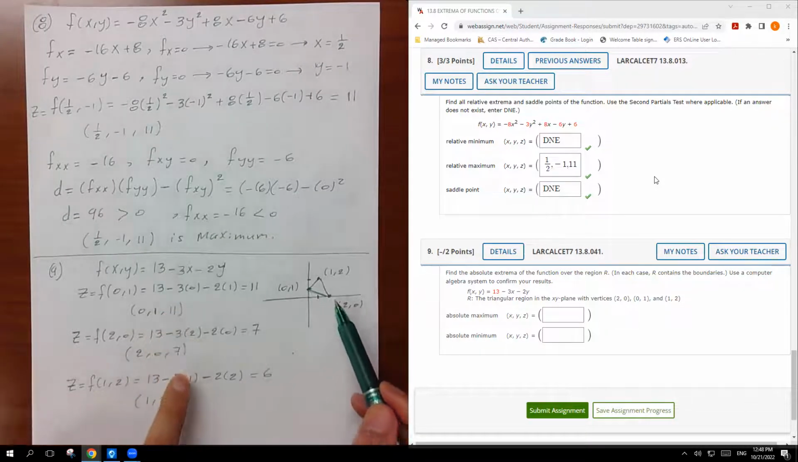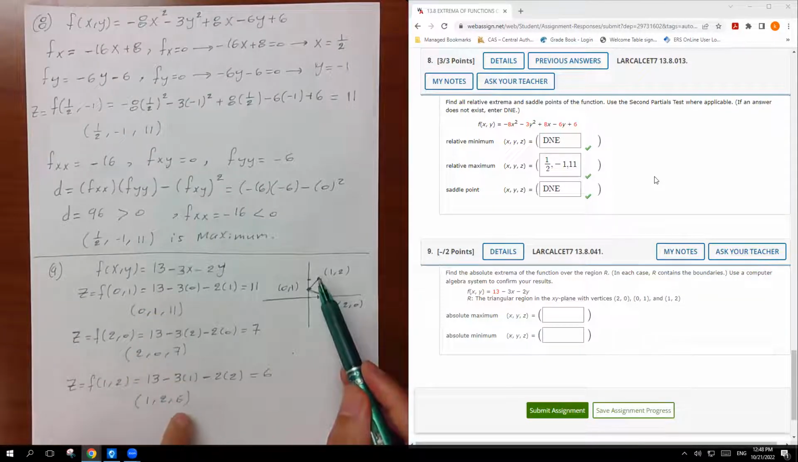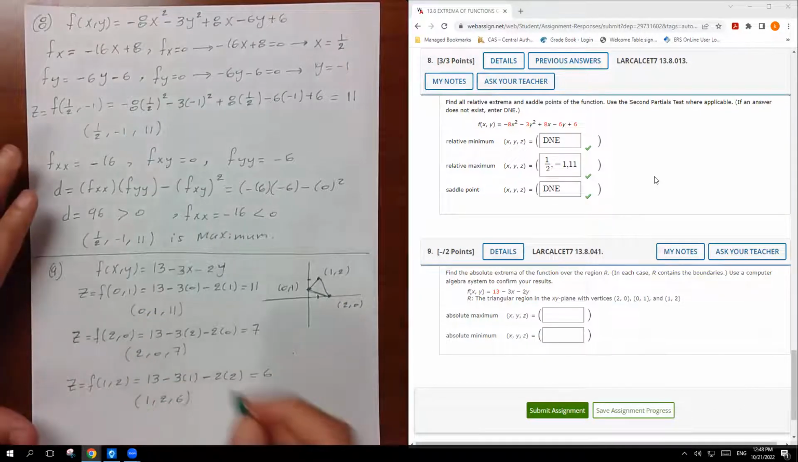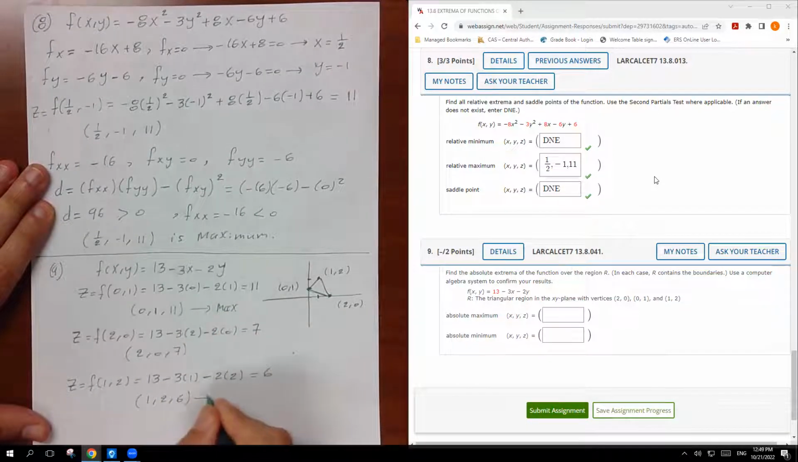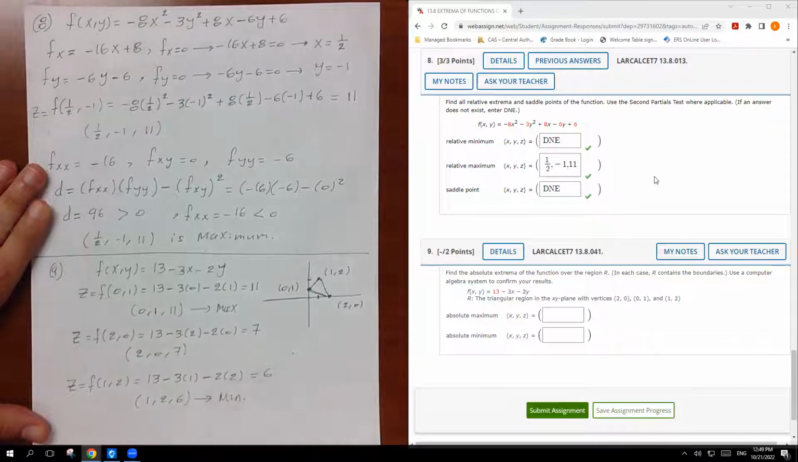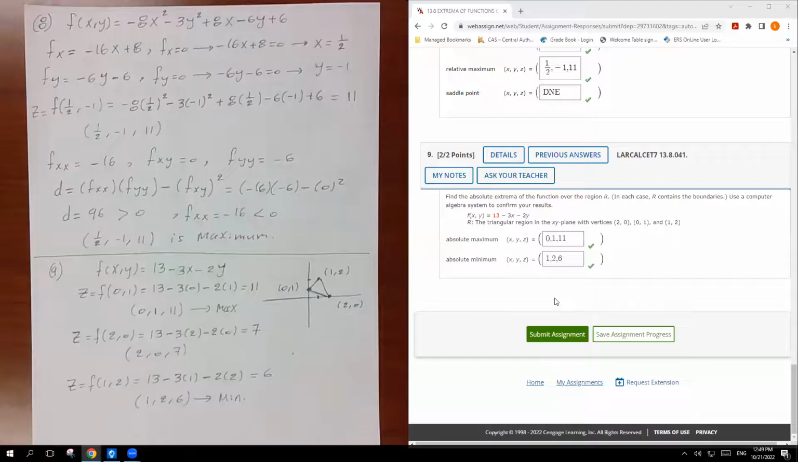This one is between these 2 points, and this point is going to be the minimum. So this one is going to be the max, and this one is going to be the absolute minimum. Here we go, we got it right. So that's it for this section.